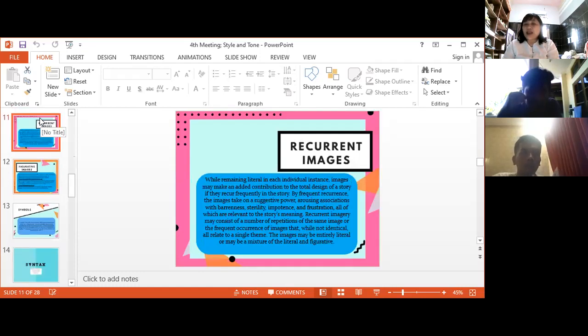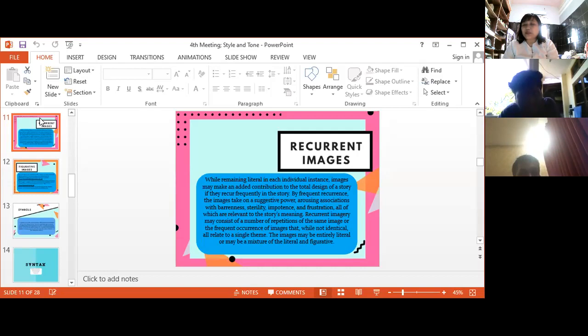Recurrent image. While remaining literal in each individual instance, images may make an added contribution to the total design of a story. If they recur frequently in a story, by frequent recurrence the images take on a suggestive power, rousing association with bareness, sterility, impotence, and frustration, all of which are relevant to the story's meaning.